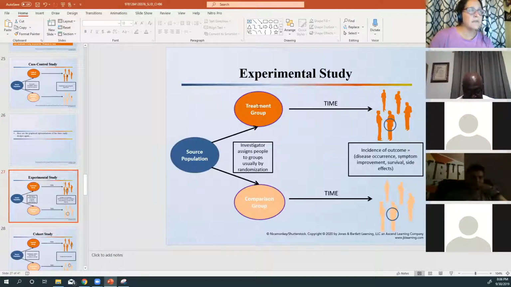So here we go to the graphical representation, again, the ones that you missed. I'm just going to focus on experimental, cohort, and case control. In the experimental study, remember, you start with a source population, and you randomly allocate treatment. So you have random allocation of people to treatment and people to a comparison group. You follow them across time, and you compare incidence of an outcome in those two groups.